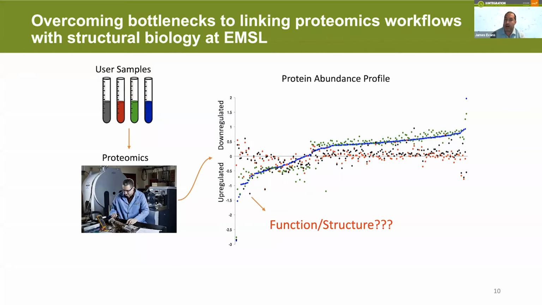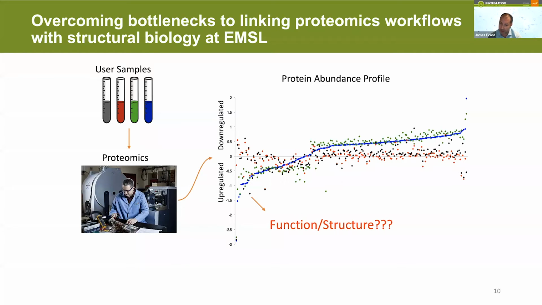Besides the actual cryo-EM instruments that we have and other direct imaging, we've also been developing approaches to overcome bottlenecks in linking proteomics workflows with structural biology. And this was really driven by a need that arose where we noticed that we would get many user samples, do proteomics on them, and in many cases, people would be very happy to get the protein abundance profiles. But in some cases, the proteins of high interest would be ones that have no known function or limited functional or structural information on it. And the question was then, how do we push that into the structural workflows? We used to have a gap with this.